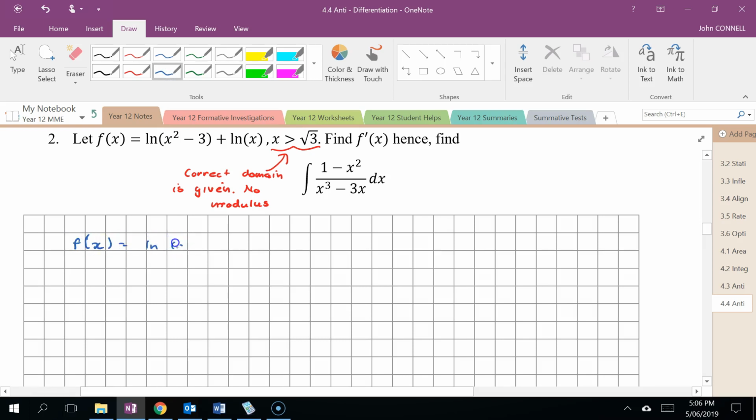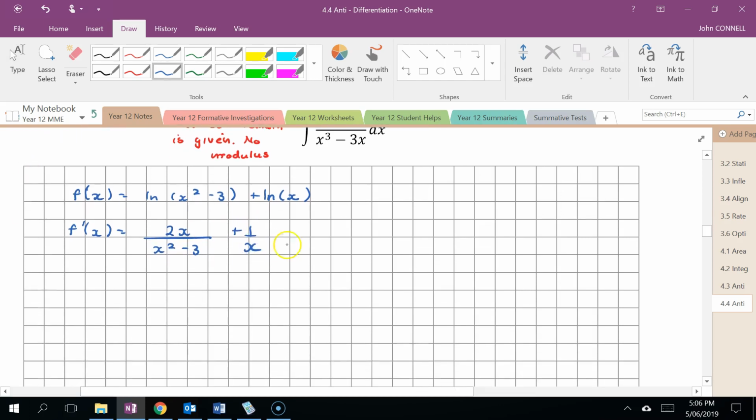Okay, so f of x is ln of x squared minus 3, plus ln x, and we know how to differentiate that. So f dash of x is 2x on x squared minus 3, plus 1 on x. Now, please do not do something a little bit misguided here. It's easy to think you're in the habit of integrating, so we've got to add c, but we're differentiating. So keep in your mind absolutely clear: where am I differentiating, where am I integrating? And when you differentiate, don't put a plus c there.